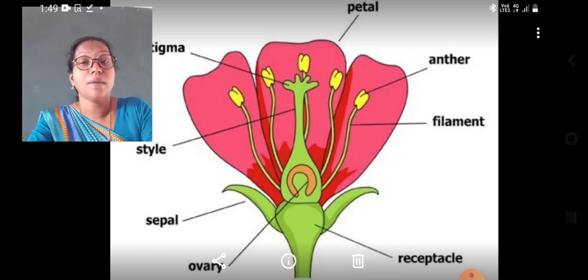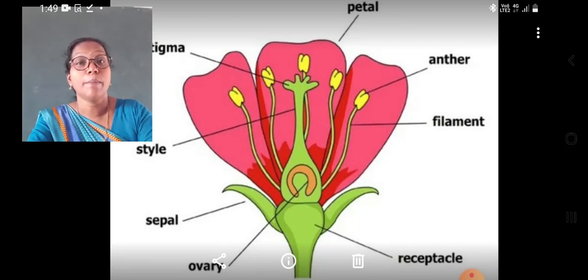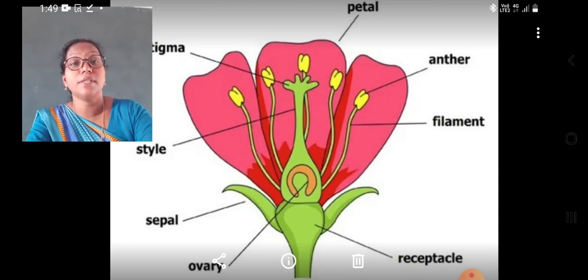Students, there are bisexual and unisexual flowers. In the bisexual flowers, male and female parts are present in the same flower. In this diagram that we are seeing, that is a bisexual flower, because in this stamens are there and also the carpel or the pistil is also present. So it is a bisexual flower. For example, the mustard flower and the hibiscus flower. These are bisexual flowers.